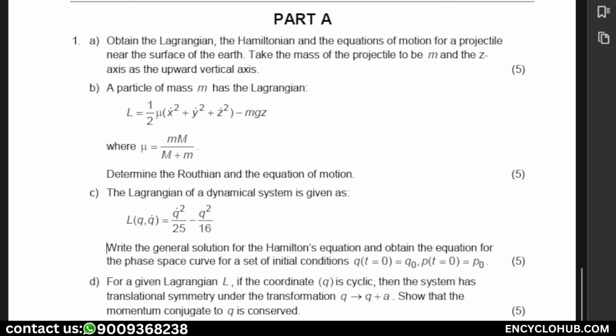So here we are discussing question number C, which is: the Lagrangian of a dynamical system is given as L(q, q̇) = q̇²/25 − q²/16. Write the general solution for the Hamilton's equations and obtain the equation for the phase space curve for a set of initial conditions q(t0) = q0, v(t0) = p0.